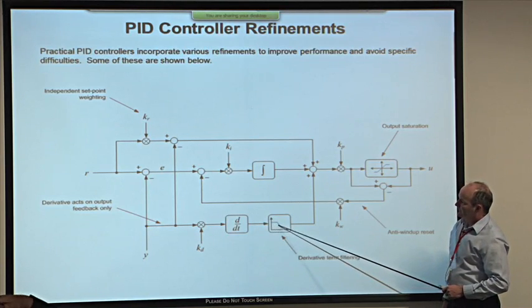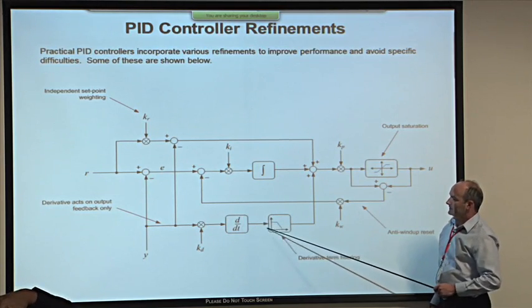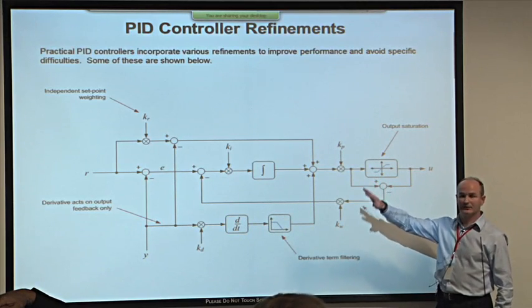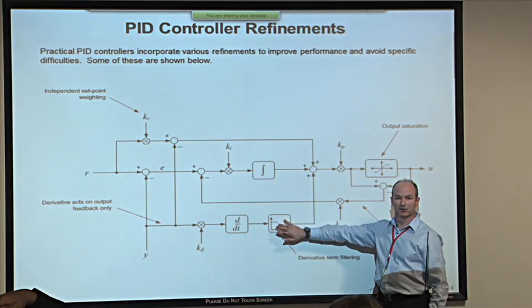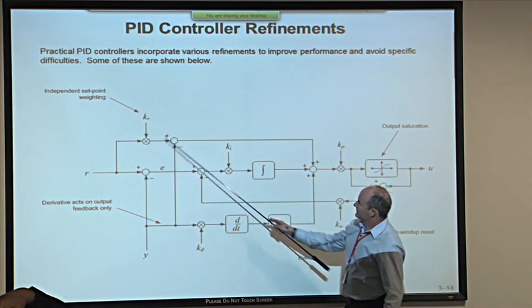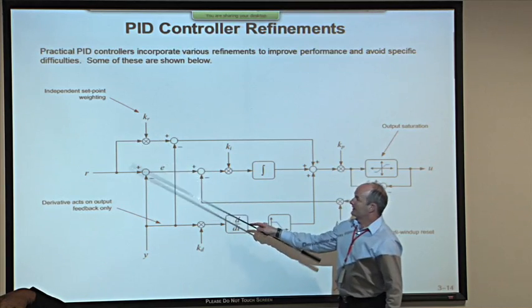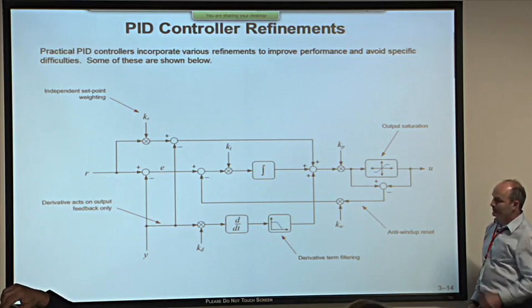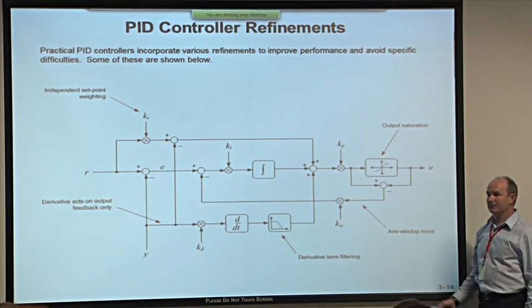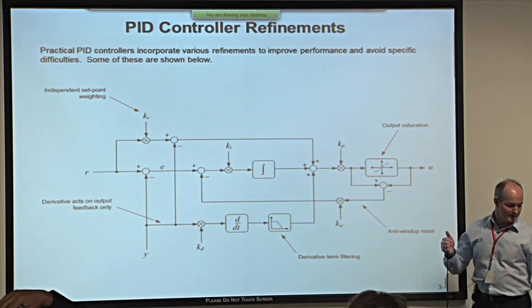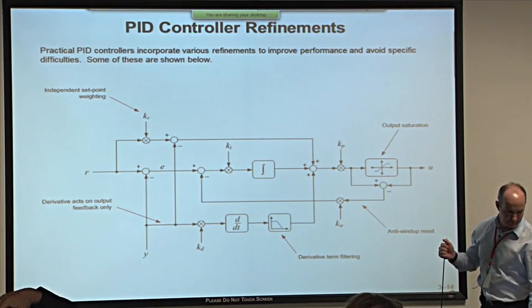We typically need a filter on the derivative path because, as you know, differentiators give you infinite gain at infinite frequencies. It's very common to find filters on the output. And this one has a refinement to have a separate gain on the reference set point. It's just another adjustment. So this is a sort of a PID controller that would perform reasonably well in practice. It looks a little bit different from the one in the diagrams in your books.